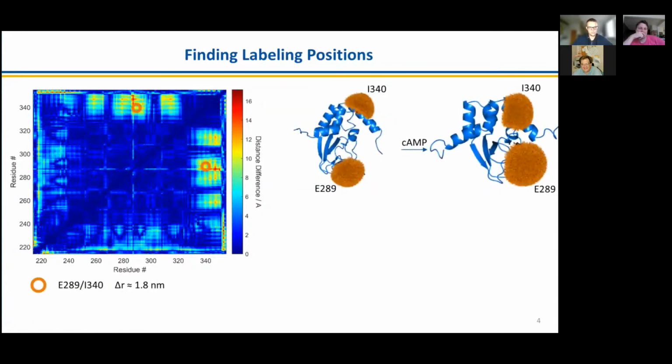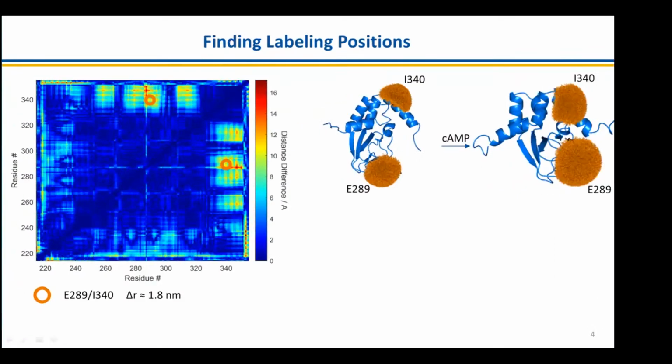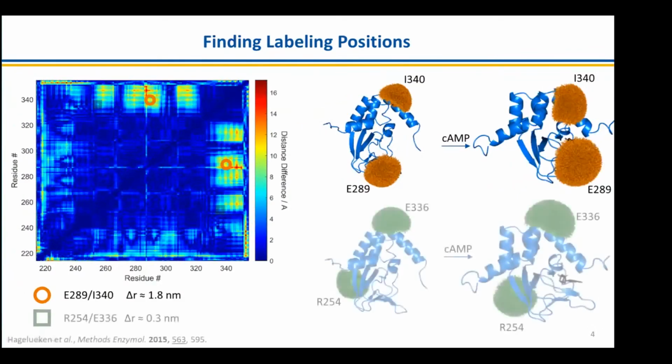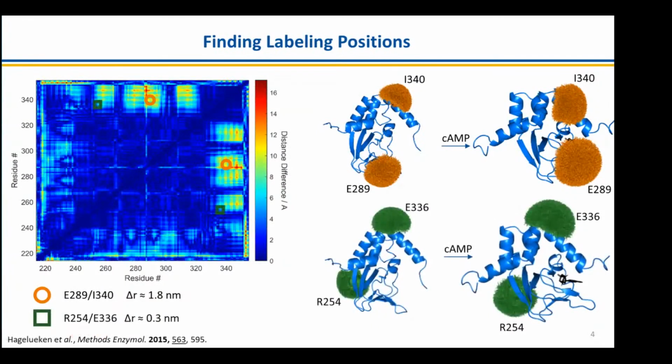The first one is the E289, I340 residues. In this case, we are located down here in the beta sheet, and the other one is in the alpha helix, which is supposed to do the sliding movement. And from the difference distance map, we could find a distance change of 1.8 angstroms, so a comparatively large change in the distance. The second construct that we chose is the R254, E336.